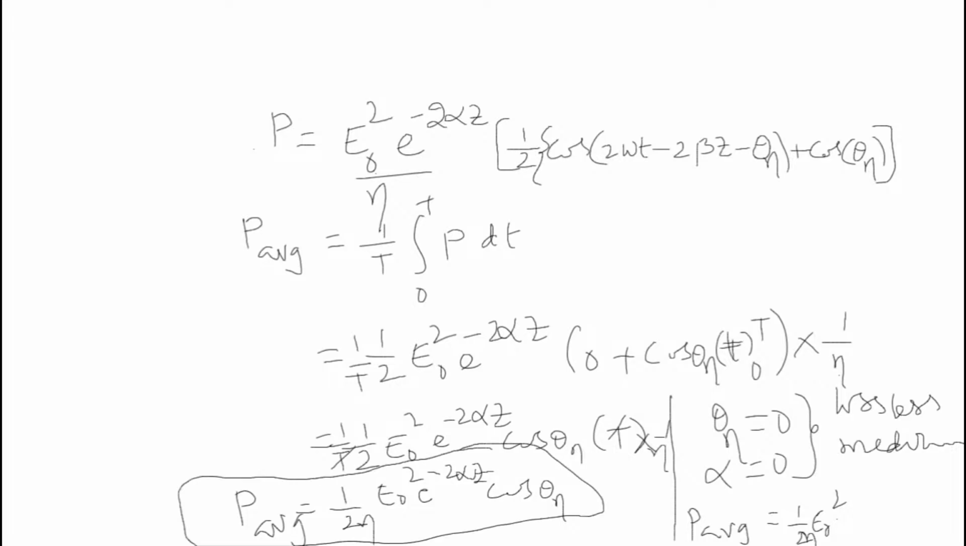For a non-conducting medium or a lossless medium, the eta value is 0 and the alpha value is 0. Then we will get P average equal to 1 by 2 eta naught square. Now let us see the characteristics of the EM wave in good conductors and good dielectrics.